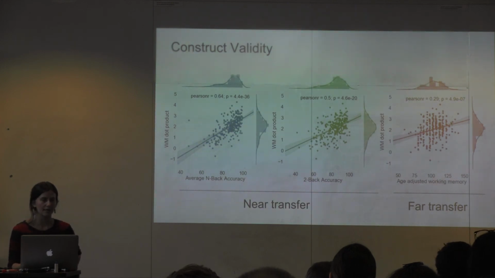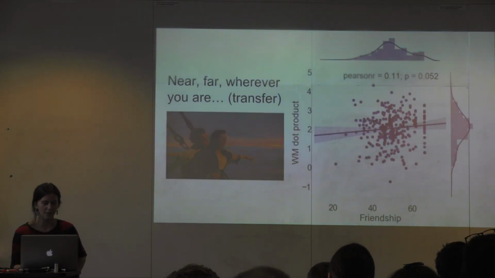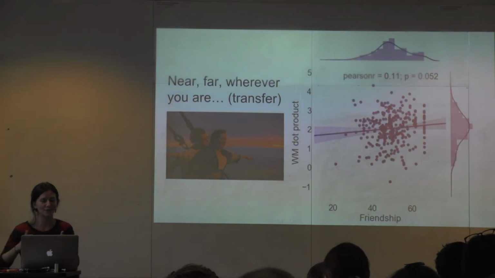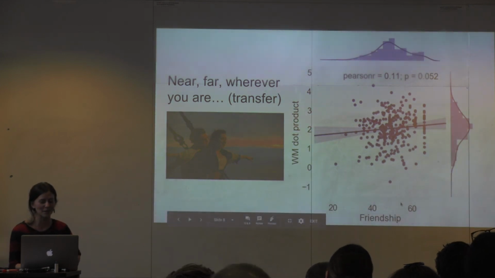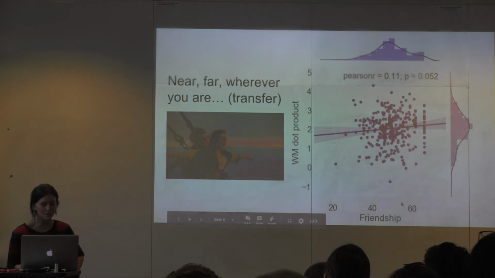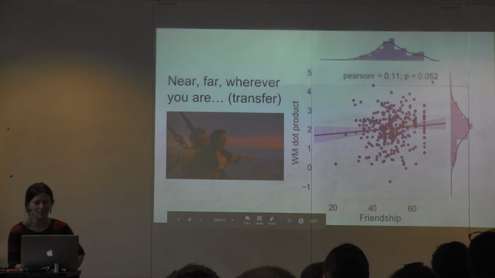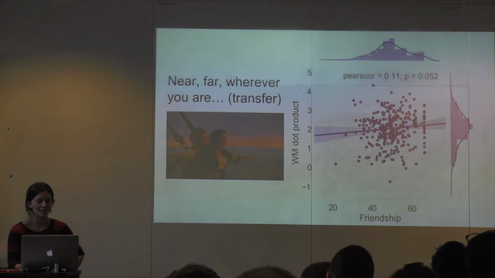But we also wanted to make sure that this couldn't just be pure chance. So we wanted to make sure that this didn't relate to anything that it shouldn't relate to. So we just picked a random continuous variable from the HCP data set. So we've had near transfer, far transfer, and wherever-you-are transfer. They had this metric about quality of friendship. And we see here that it doesn't correlate. I mean, technically it's significant, but you can see by the value that it may just be chance. Okay, so this is good.